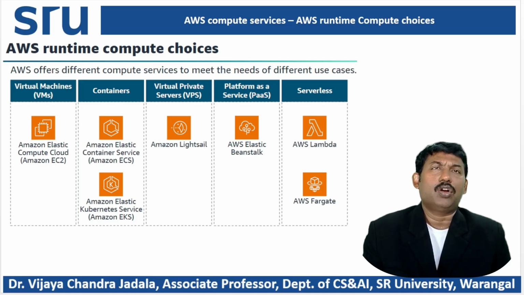For a virtual private server, VPS, you can use Amazon Lightsail. As a platform as a service, you can use AWS Elastic Beanstalk. For serverless computing, we have two different services: AWS Lambda and AWS Fargate.